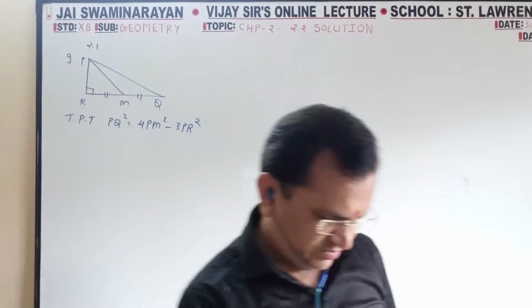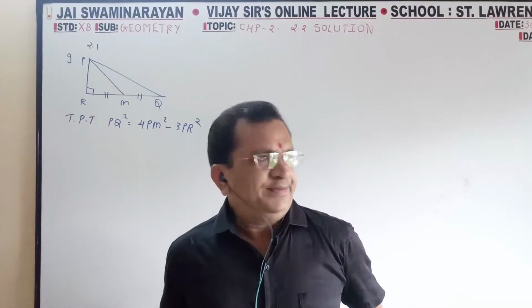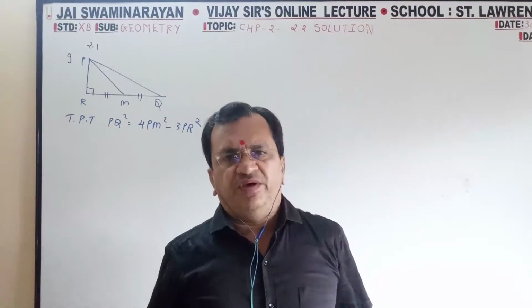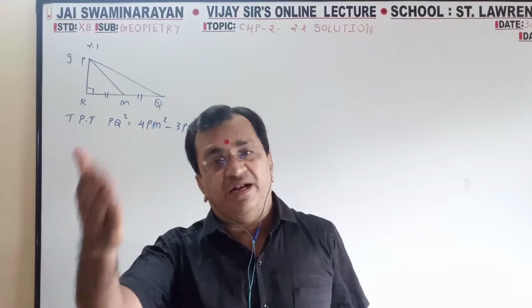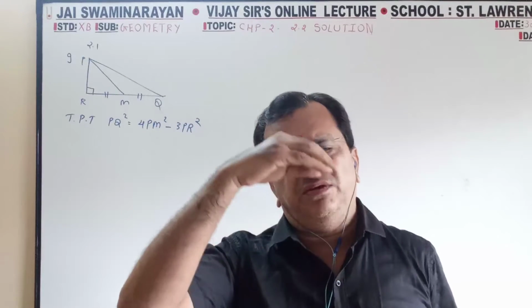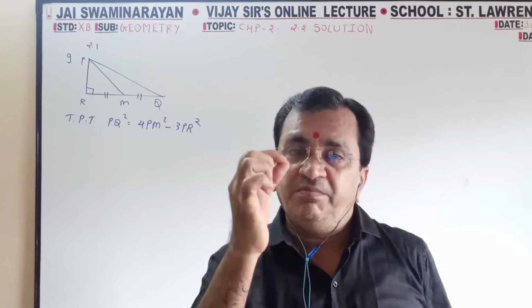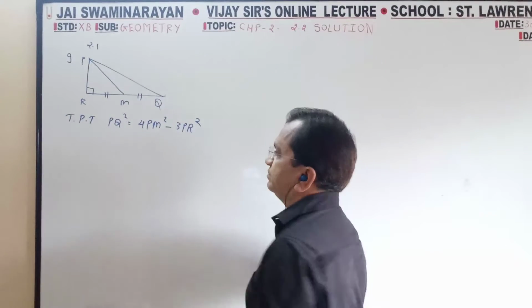In a very easy way, we have to prove. Median is also given. When median is given, angle bisector is given, parallel is given: when parallel is given, use BPT. When angle bisector is given, use the angle bisector theorem. When median is given, use Apollonius theorem.